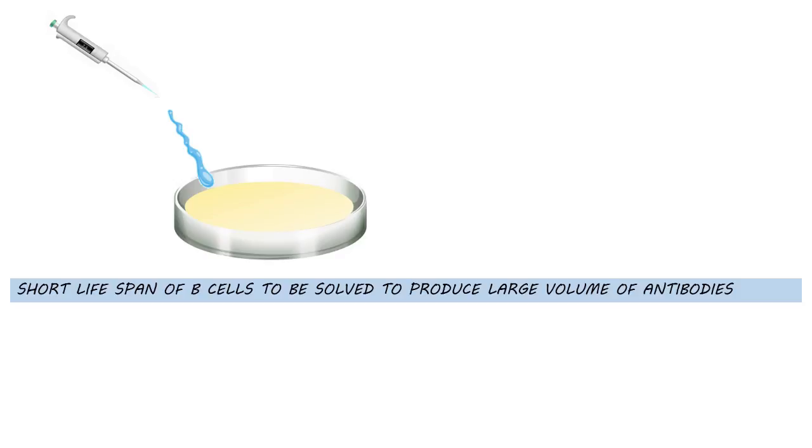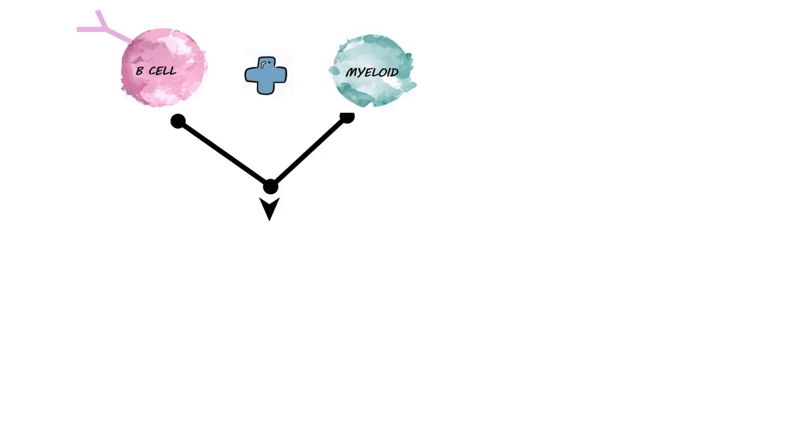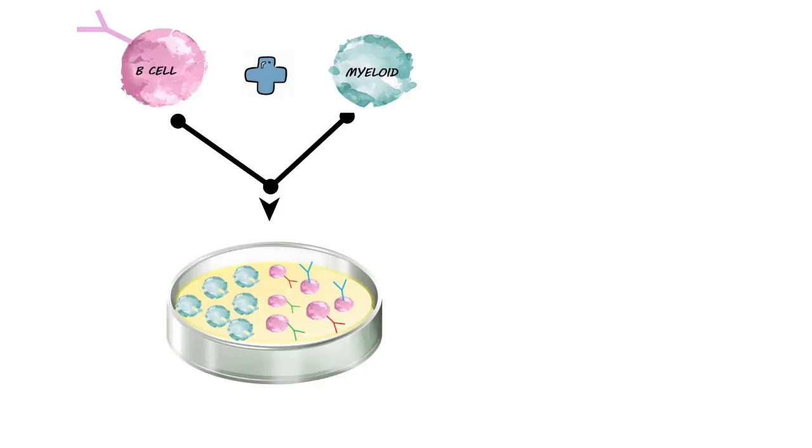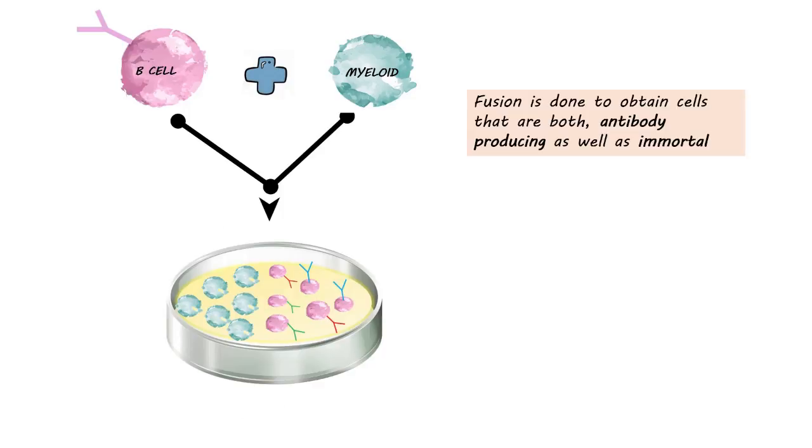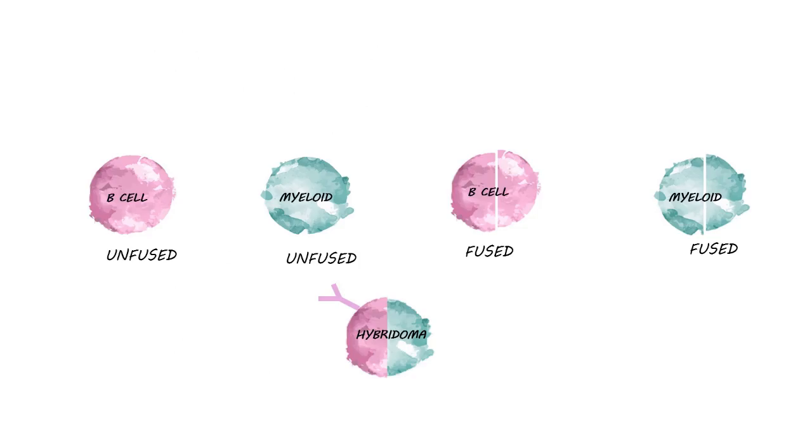One way we can do this is by fusing these B cells with another type of cell line called myeloid cells, which are immortal cells. So this fusion will give rise to cells that are both antibody producing as well as immortal. Polyethylene glycol is one of the chemicals that can be used to obtain this fusion. After this step, we can now expect around 5 different cell types in the culture media.